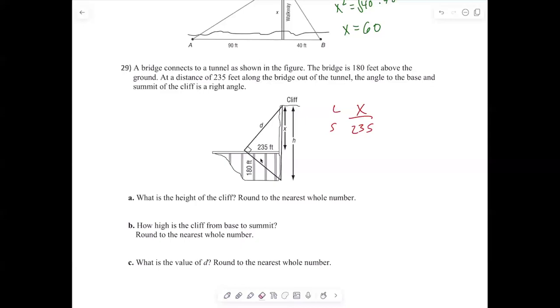A bridge connects to a tunnel as shown in the figure. The bridge is 180 feet above the ground. At a distance of 235 feet along the bridge out of the tunnel, the angle to the base of the summit of the cliff is a right angle. So I'm sure this is a right angle right here. So this is my right angle. So again, everything is similar.